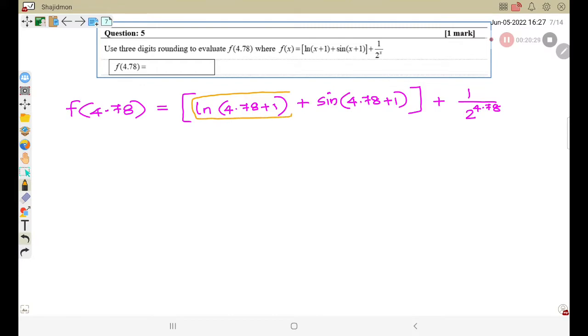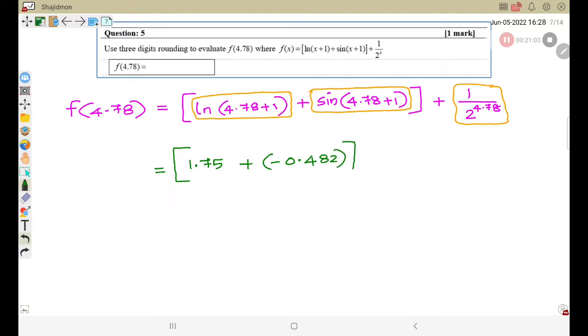First we check what is this number using 3 digits rounding, then we check what is the next number using 3 digits rounding, after that this number using 3 digits rounding, correct? So we will start. ln of 4.78 plus 1, you will get, with 3 digits rounding, 1.75. Check your calculator. Plus sine of 4.78 plus 1, you will get minus 0.482. Make sure your calculator is in radian mode. Plus 1 over 2 power 4.78, you will get 0.0364 using 3 digits rounding. The first 0 is not counted, so 3 is the first digit, 6 is the second digit, 4 is the third digit, correct, as per rounding.